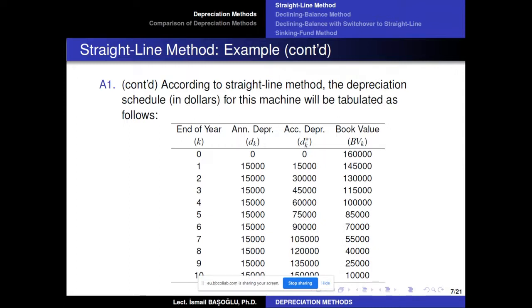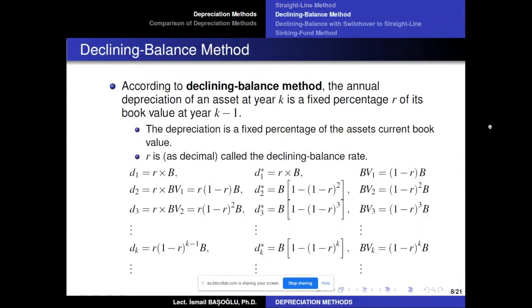So this is how the equipment is going to depreciate over the years. Now, there is another method called the declining balance method, but we are going to explain this in another video.